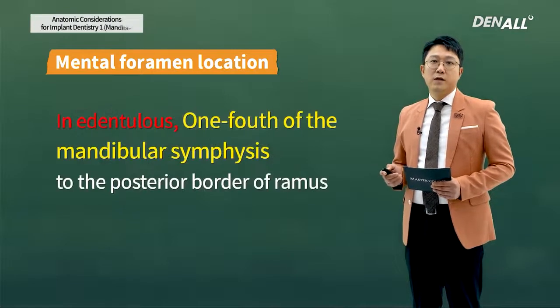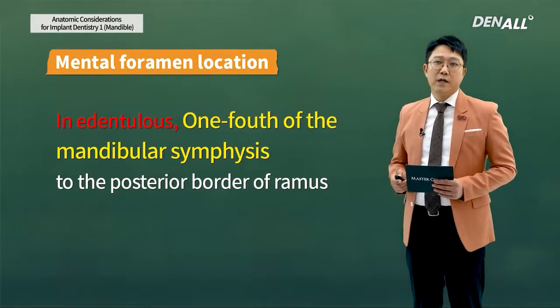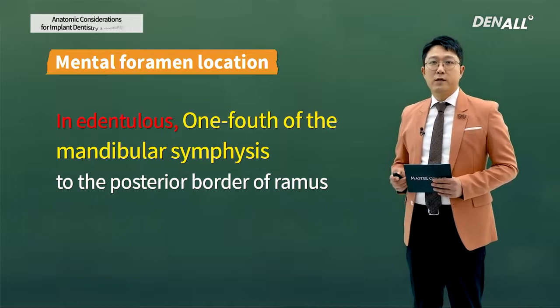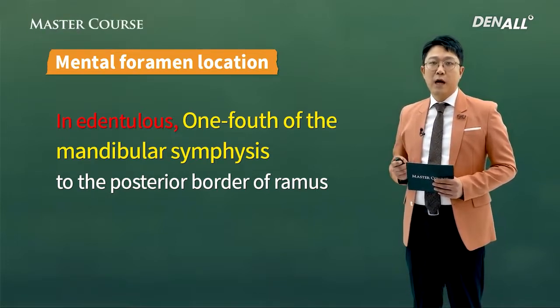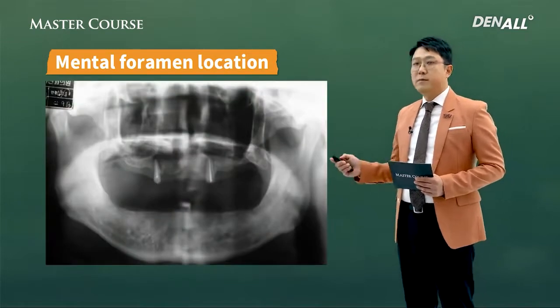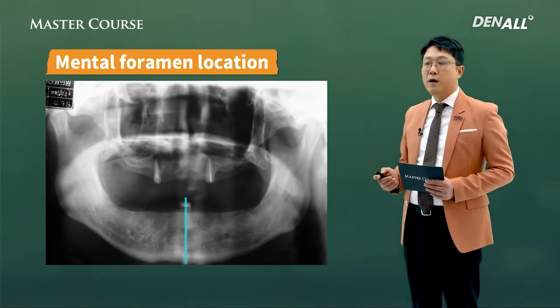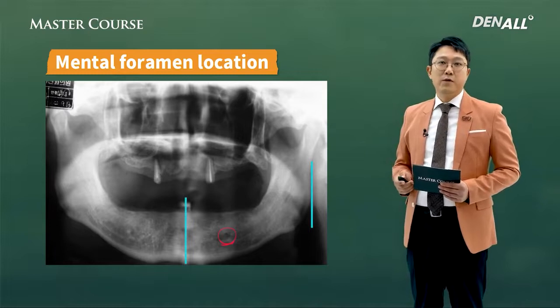In the edentulous case, if the location is not clearly shown on the X-ray, it can be confusing. In the edentulous case, it is 1/4 of the way from the mandibular symphysis to the posterior border of the ramus on the panorama X-ray. So on the panorama X-ray, it is 1/4 of the way from the mandibular symphysis to the posterior border of the ramus.